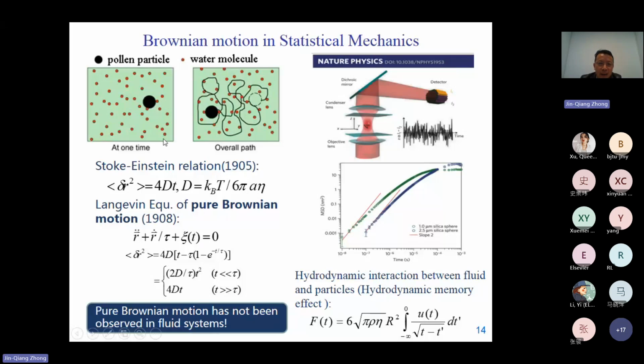However, in reality, when the particles move in a fluid, they agitate the fluid, and the fluid reacts back to the particle. Such a hydrodynamic memory effect will lead to a broad transition from the ballistic regime to the diffusive regime. There exists a very broad range for transition. So indeed, pure Brownian motion has not been observed in real fluid systems ever since Langevin's work.